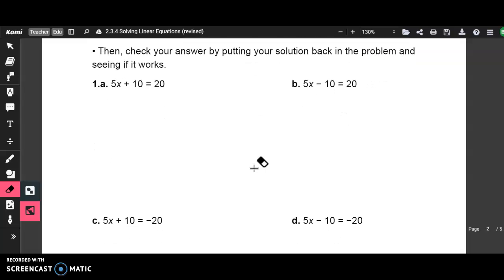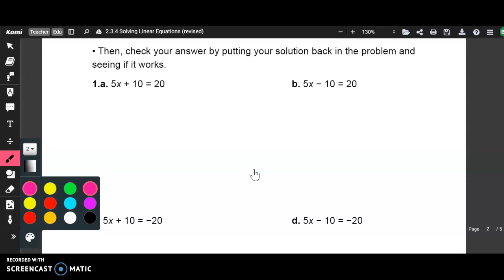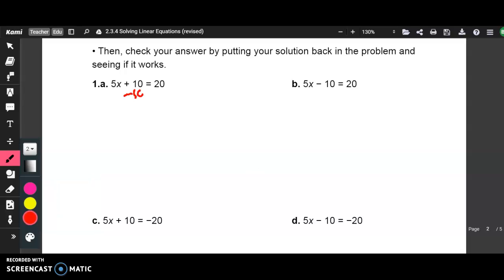So we're going to start off with 1a here. 5x plus 10 equals 20. So the first thing I'm going to have to do is think about this as my gold coins and pouches situation. I have 5x plus 10 equals 20. 5x is the number of pouches, 10 is the number of coins, and then 20 is the total number of coins that I have. So the first thing I'm going to do is subtract 10 from this side so I can get rid of 10 coins.